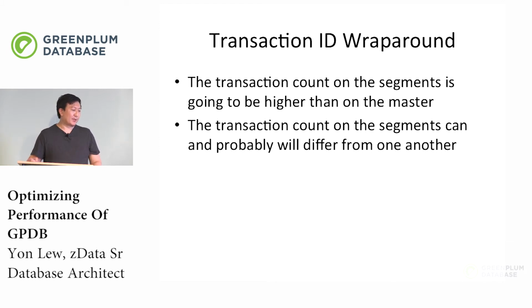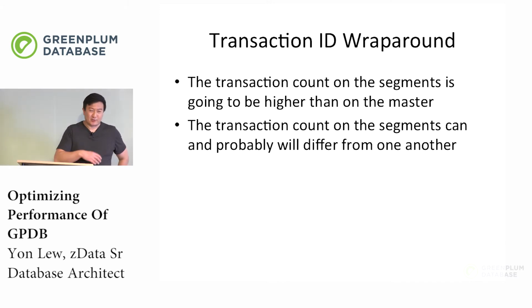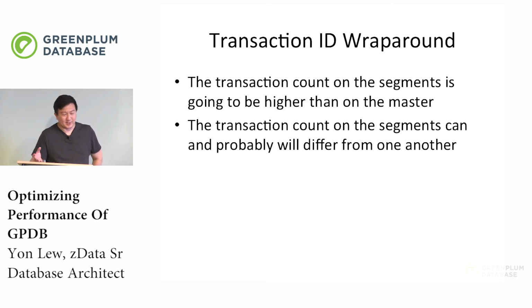Even so, the transaction count in the segments is probably not going to be identical. It's probably not going to line up with each other, right? You could easily have a situation where some segments have a transaction ID of 2 billion and a bunch of other segments have a transaction ID of 2 billion and 100 million, right? So there's no guarantee that all the segments are going to share the same transaction ID.